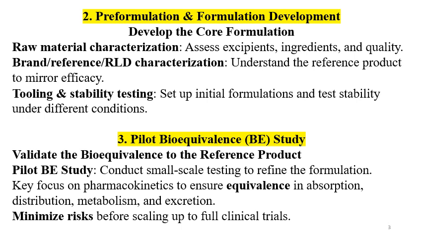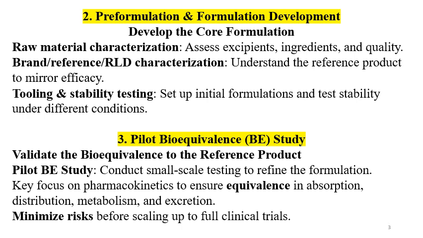Next is pre-formulation and formulation development. So once you have the API and excipient in your hand, then go for pre-formulation and prototype development so that you can develop the core formulation. Perform raw material characterization, assess the excipients, ingredients and their quality. Then characterize the reference formulation.